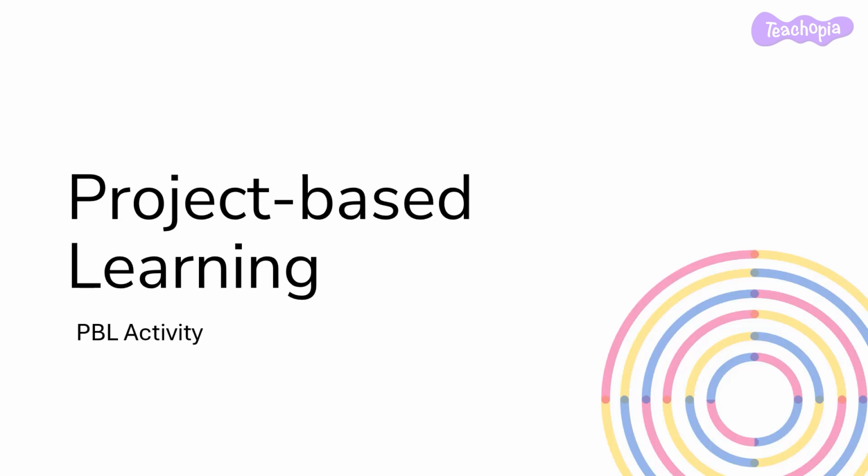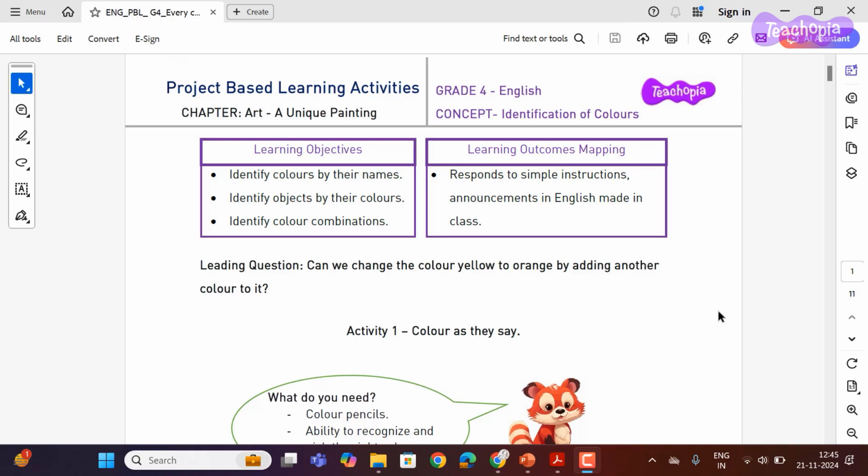Here are a few PBLs you can share with your learners. PBL for grade 4 is based on a unique painting for the concept identification of colors. The learning objectives are identify colors by their names, identify objects by their colors, and identify color combinations. The learning outcomes are response to simple instructions or announcements in English made in class. The leading question is, can we change the color yellow to orange by adding another color to it?